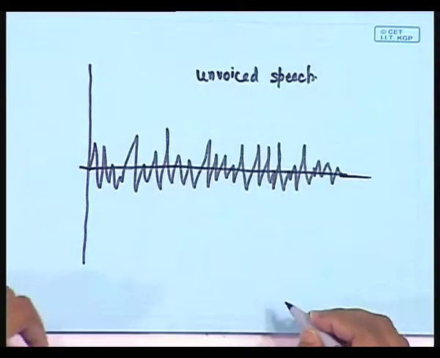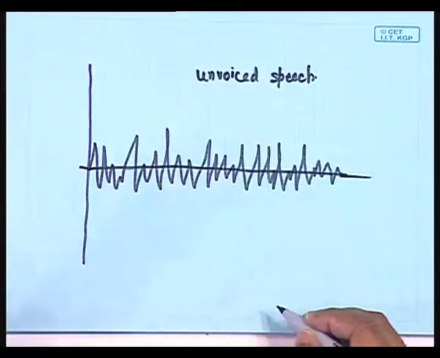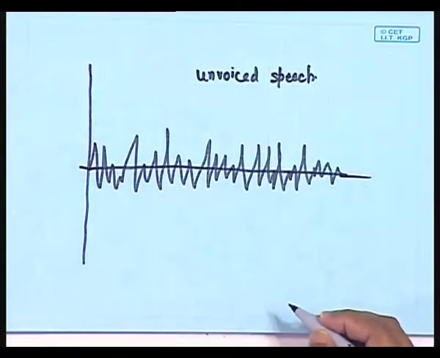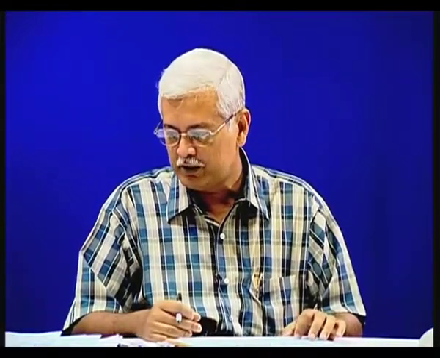I mentioned a little while back that unvoiced speech is the one that is not produced from the vocal cords. That is, it is not produced through the glottis. It is just a result of the constrictions that we create in our vocal tract. So, this is actually the kind of model that we will be following for the voiced and the unvoiced speech.